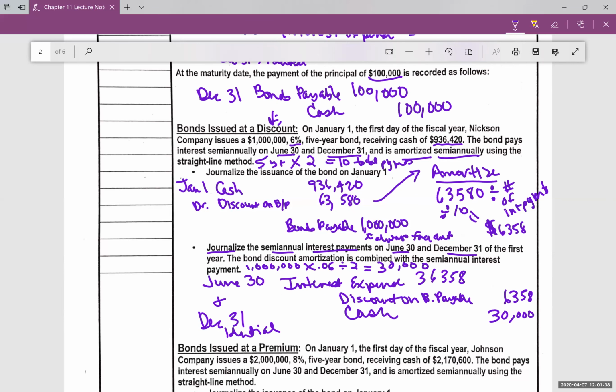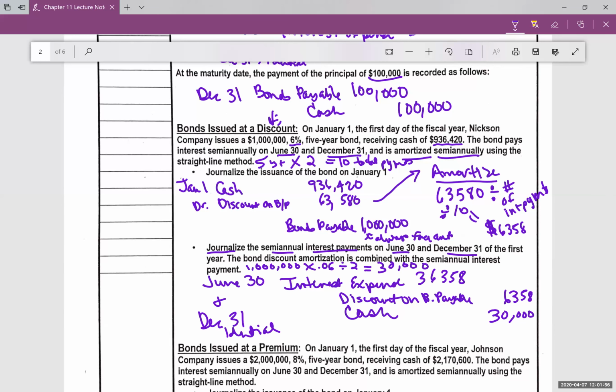What we did right here was we calculated the interest. We used the face amount of the bond, the 1 million, times the 6%, which was the contract rate. And then we divided by 2 because there's 2 payments per year. That's how we got to the 30,000. That's where that cash number goes, okay?